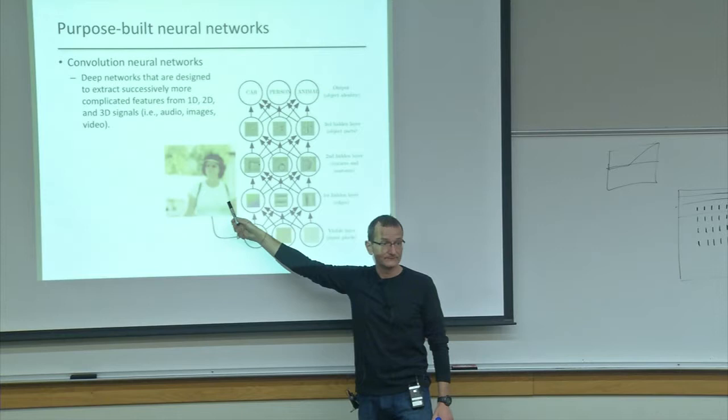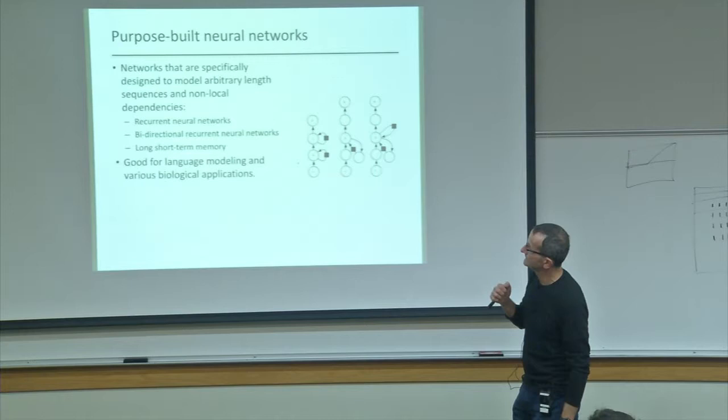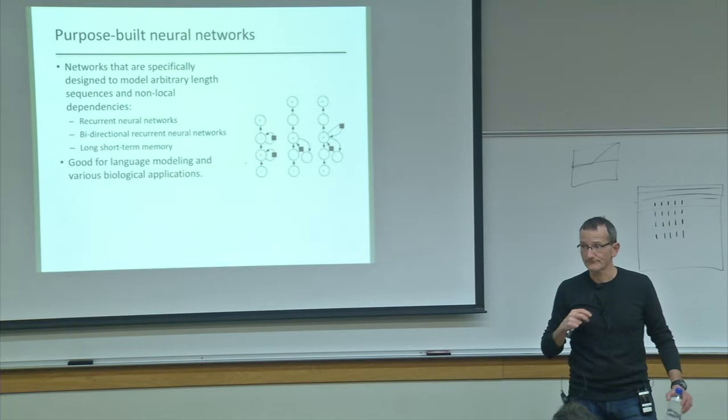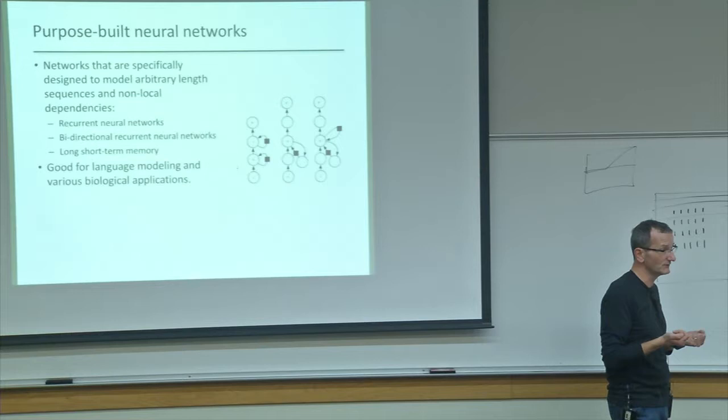Then the other class of neural networks that have become very popular are the networks that are specially designed to model arbitrary length sequences and non-local dependencies, okay? Those go by names like recurrent neural networks, bidirectional recurrent neural networks, or long short-term memory neural networks. Those are the type of neural networks that are used to model language.